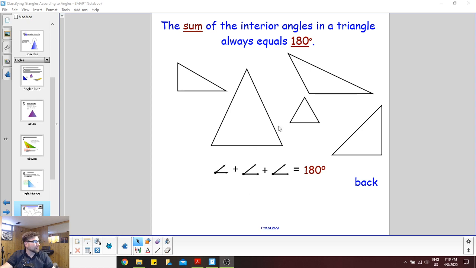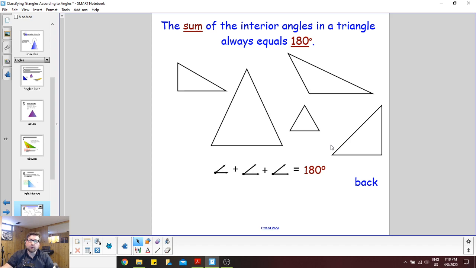So if you look at this triangle here, it looks like an equilateral triangle because all the sides are the same length. And it also looks like an acute triangle because the angles look smaller than 90 degrees. If it's an equilateral triangle, each one of these angles is going to be 60 degrees, because 60 plus 60 plus 60 equals 180 degrees. So, just a little bit of an interesting note for you.